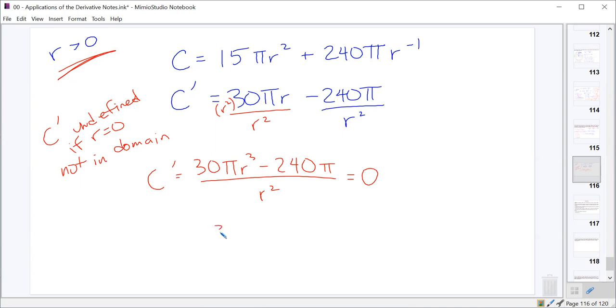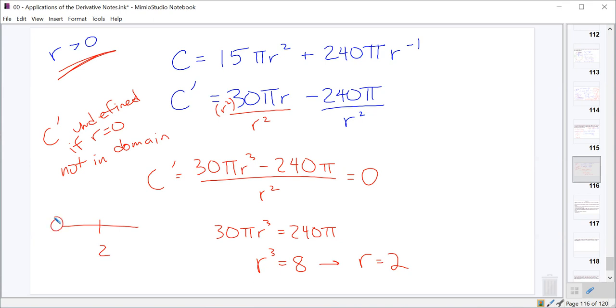We'll add 240 pi, giving us 30 pi r cubed equals 240 pi. And when we divide by 30, and when we divide by pi, that's just going to give us r cubed is equal to 8, or our radius is 2. And of course, we'll want to make a sign chart to prove whether this is a maximum or a minimum. Or alternatively, we could use a second derivative test, but I think it's probably just quicker here to throw 2 on a sign chart.